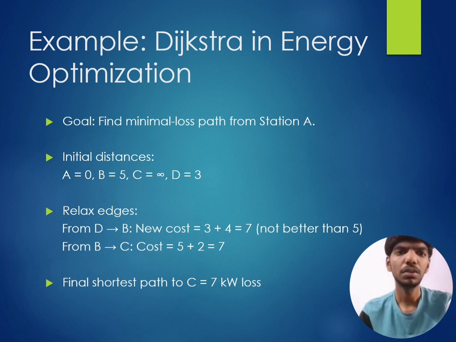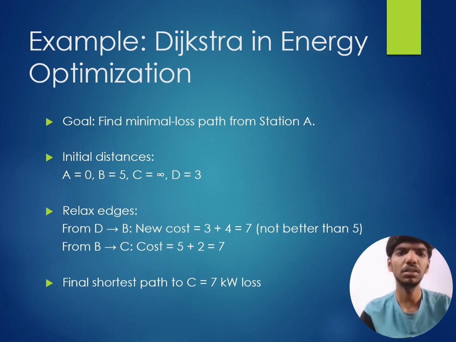Now let us quickly look at how an algorithm like Dijkstra's, which Divya mentioned, finds this automatically. The goal of Dijkstra's is to find the minimal loss path from our source station A to every other station. It starts at A with a loss of 0 and looks at its neighbors, seeing it can get to B with a loss of 5 and D with a loss of 3.